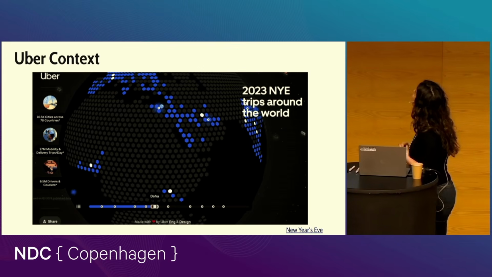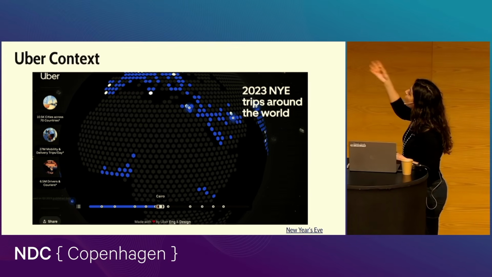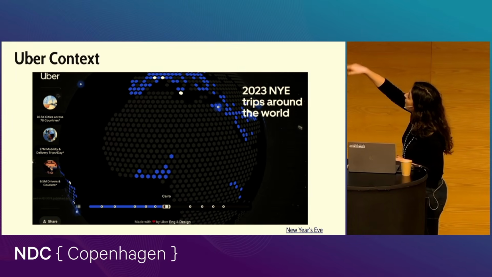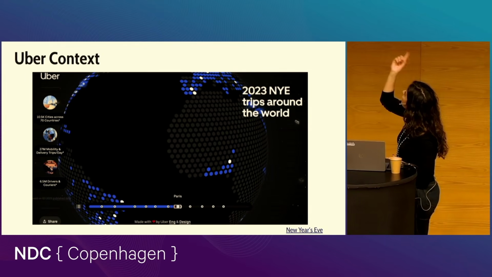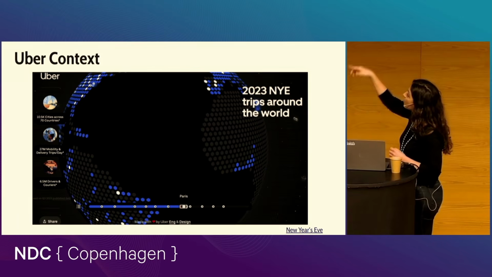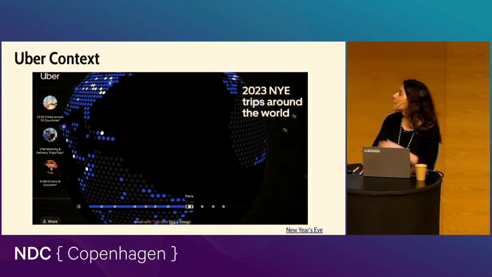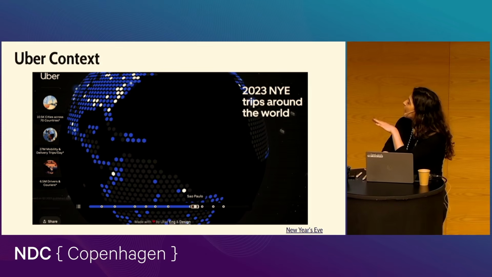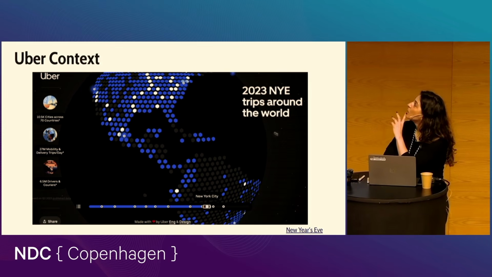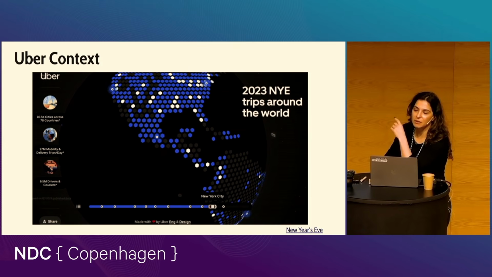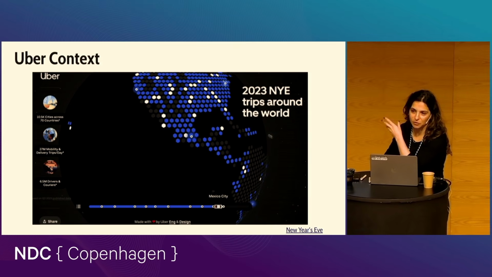Uber in context here, you can see the end of the year and get a view of that: trips around the world at New Year 2023, happening in different regions. And this scale helps us to understand the usage and why people are not clicking the button that we believe they would click, and so on.